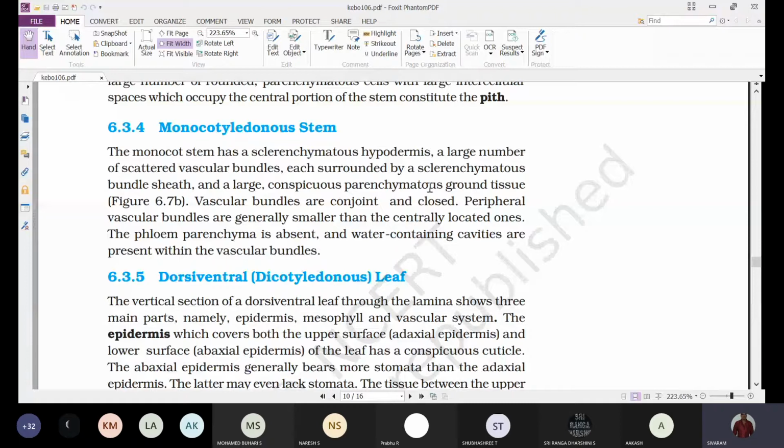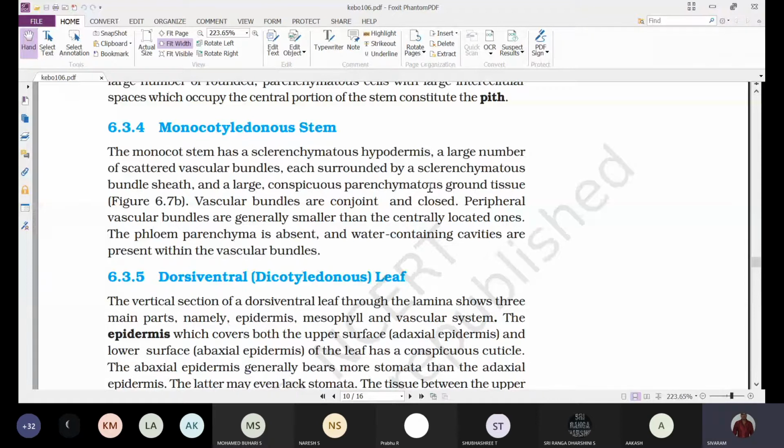We already said the vascular bundles are conjoint and closed. Conjoint means the xylem and phloem are present on the same radius, but we don't find a cambium in between the xylem and phloem. That's why we describe it as conjoint and closed.